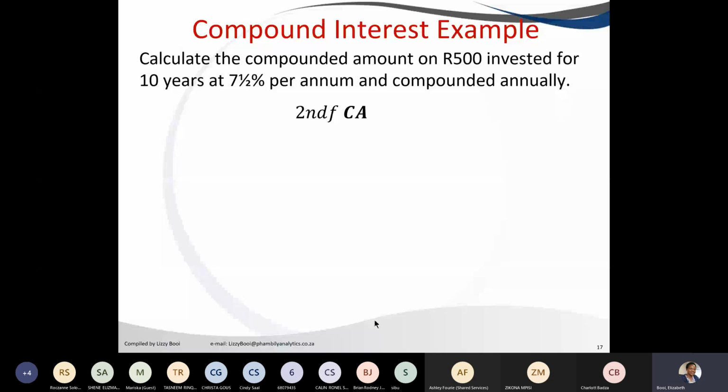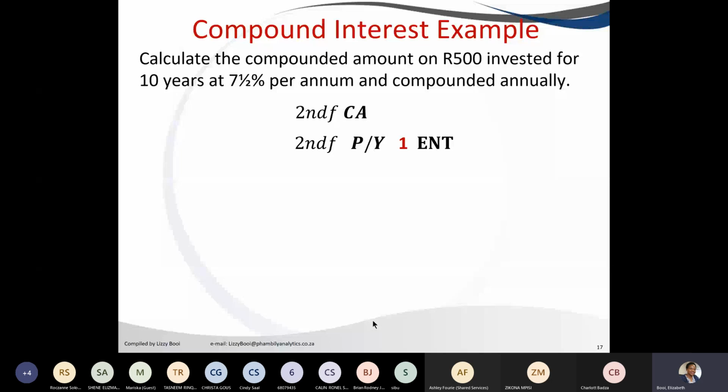The first step on your calculator, especially those with a financial calculator, is to clear your calculator from any stored values. Regardless of whether you are starting or not, it doesn't matter. It's just for practice. Second function CA, so that if there was any value that was stored on your calculator, it is cleared.